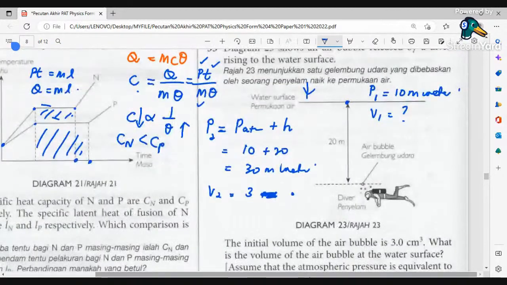Boleh dia faham tak ni? Dekat surface, pressure untuk bubble is same as the atmospheric pressure. At certain depth, you kena add atmospheric plus depth. Depth mesti meter lah baru you boleh add, sebab given di sini is pressure at the surface of water is meter water. Jadi kena hati-hati sikit.